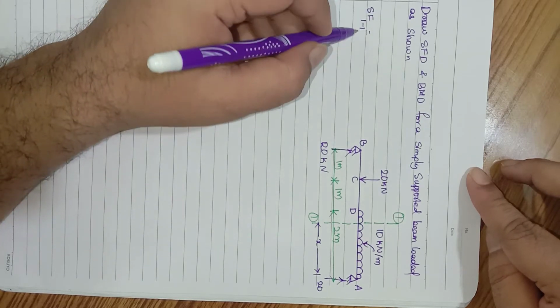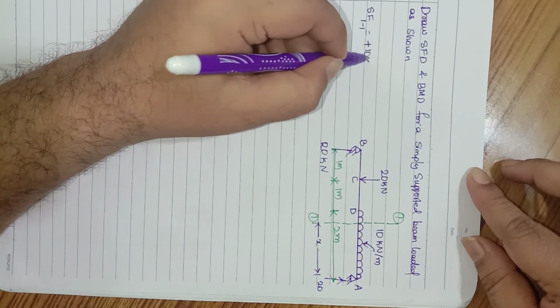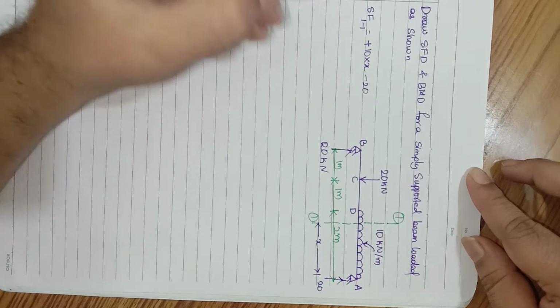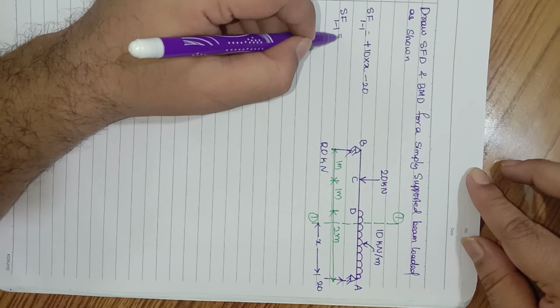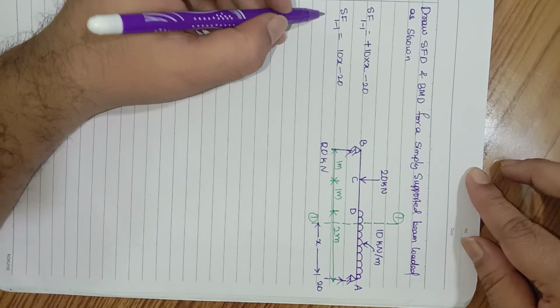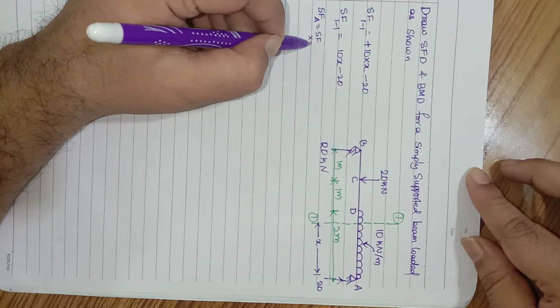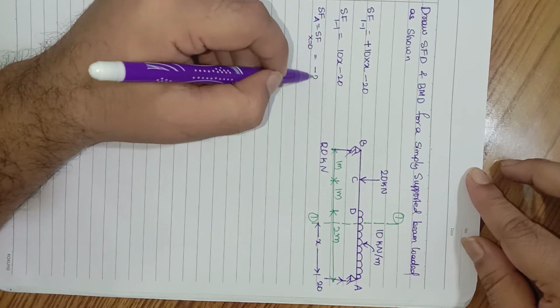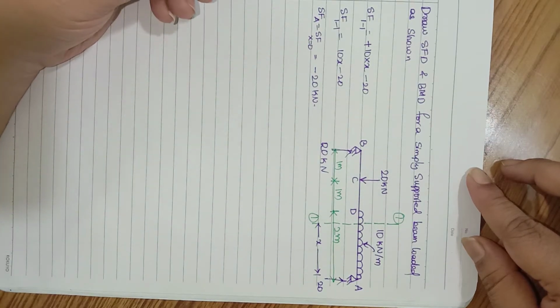Now the shear force at section 1-1 will be equal to plus 10 multiplied by x minus 20. So the shear force at 1-1 is 10x minus 20. Now I would like to calculate the shear force at point A. The shear force at point A, that is at x equal to 0, will be equal to minus 20 kilonewtons. We got minus 20 kilonewtons.